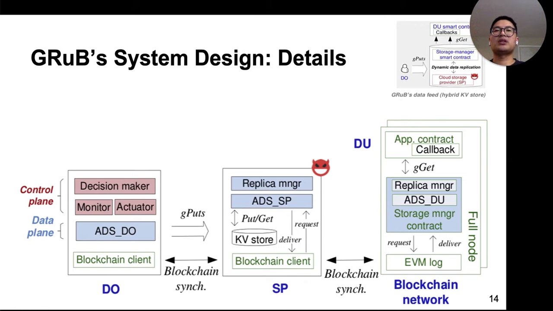This diagram shows the detailed design. The most important part is that on the DO side, we run a monitor to collect the read requests from the blockchain log. And DO also runs a decision maker to decide whether a data feed should be replicated or not. Since the data feeds are primarily stored in SP, which is untrusted, we run ADS, which is a Merkle tree, to ensure the data integrity. For more details, please refer to our paper.